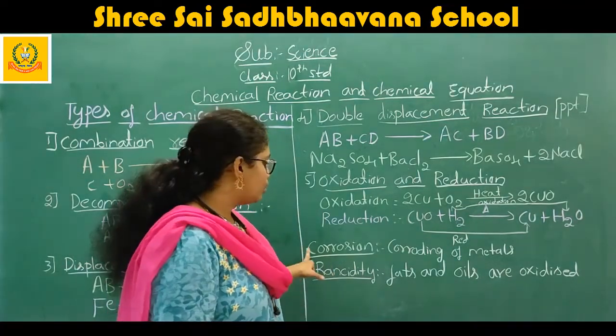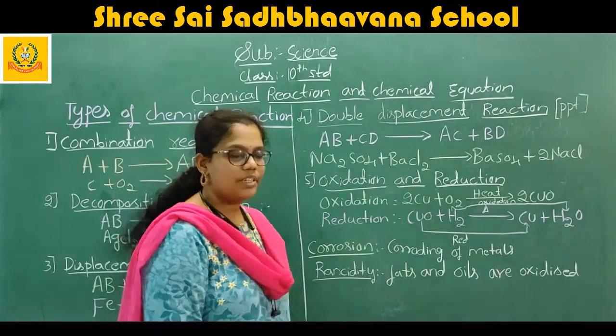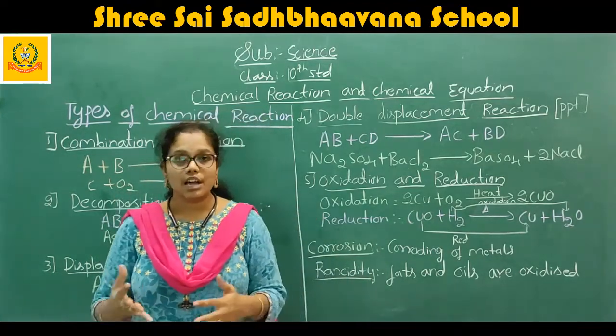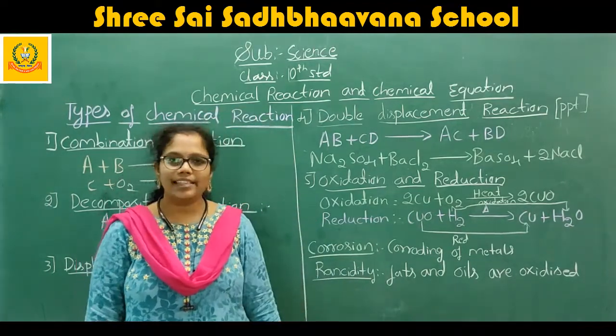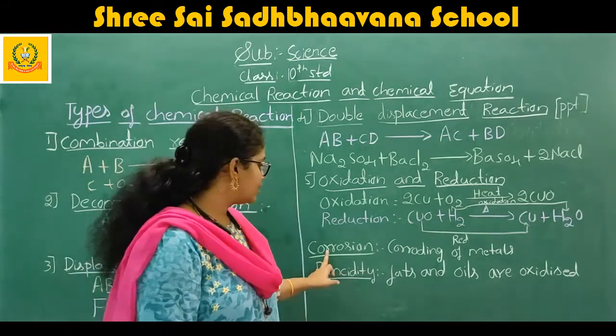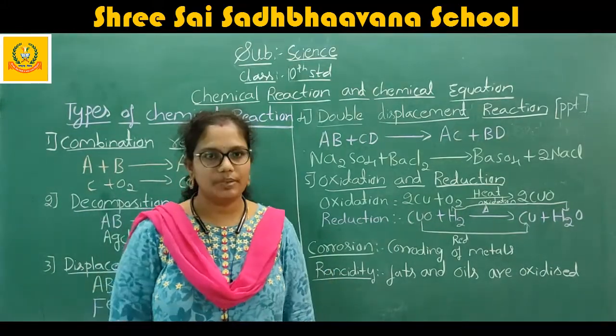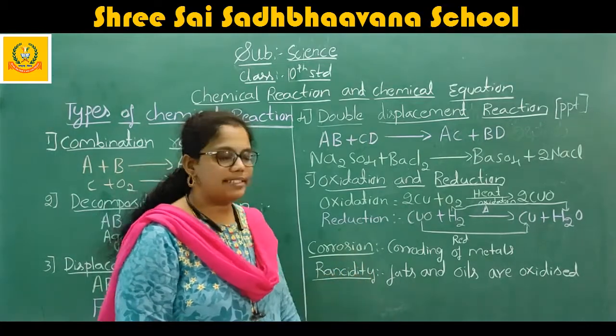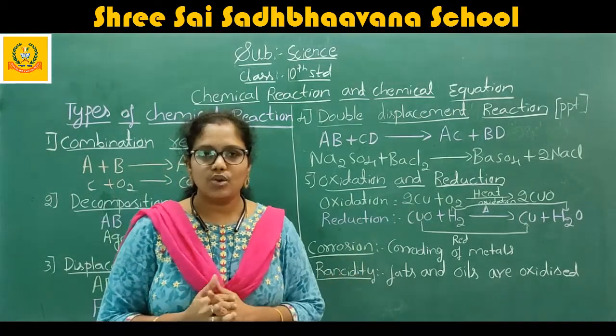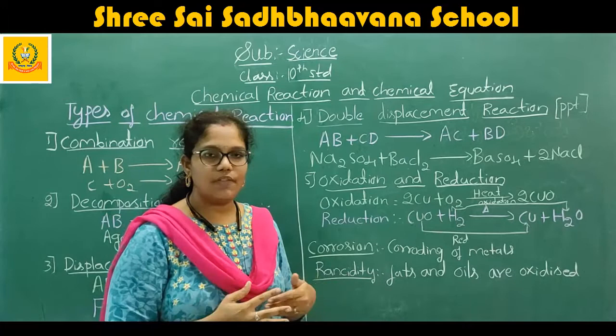After this, we are going to discuss the last two concepts of this chapter, that is corrosion and the next one is rancidity. These are the next two important concepts of this chapter, corrosion and rancidity. What does corrosion mean? Take an example of iron.